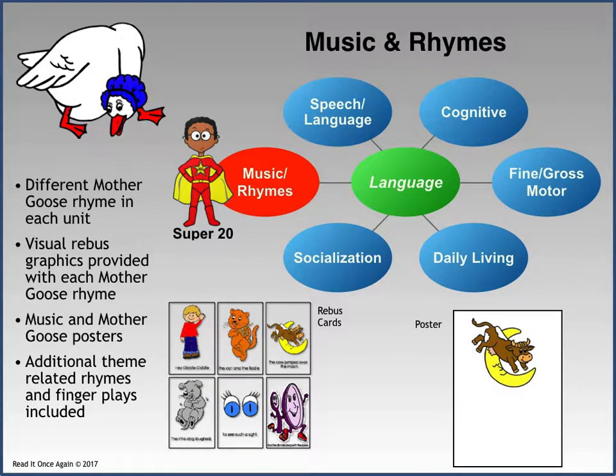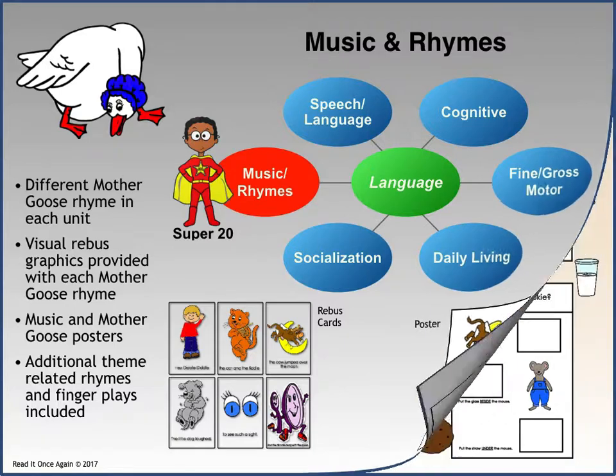Music and rhymes. Rhyme, rhythm, and repetition play an important part in the success of Read It Once Again. There is a different Mother Goose rhyme in every Level 1 unit. Each Mother Goose rhyme has a set of rebus cards to use as visual cues to promote sequencing. There are also many other rhymes and finger plays as well.